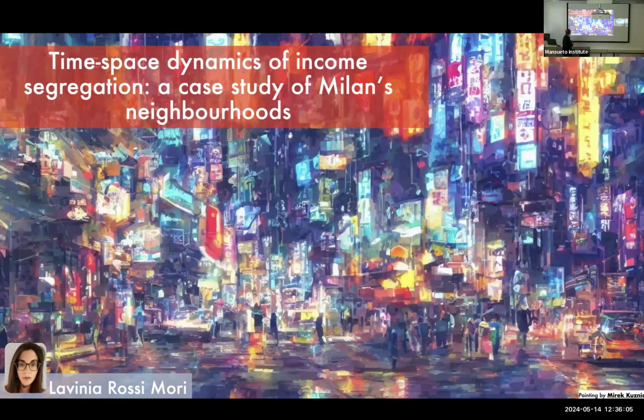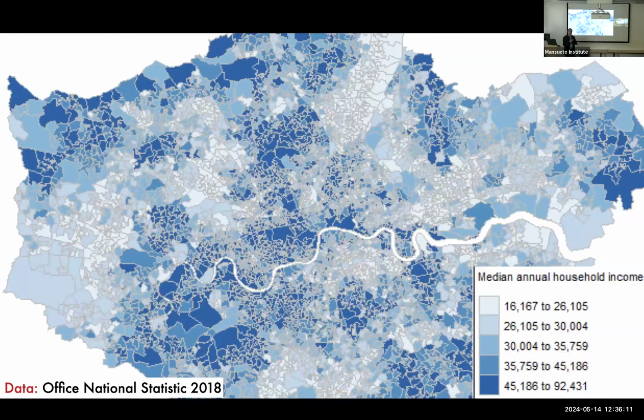Okay. So starting with that, the first paper is Lavinia's main paper from her PhD dissertation, and it is the detailed space dynamics of income segregation, a case study from the city of Milan. So here we are connecting to the first part, the first point of the introduction of the tool.